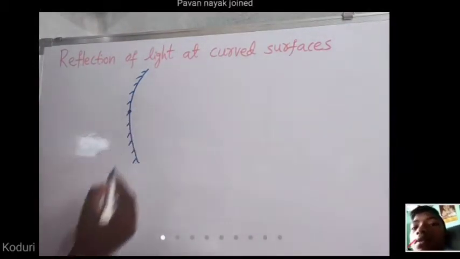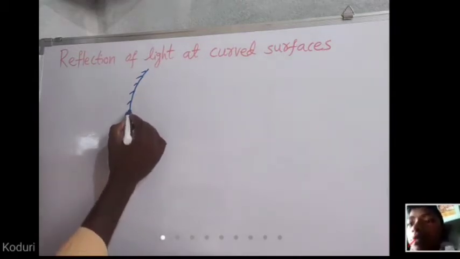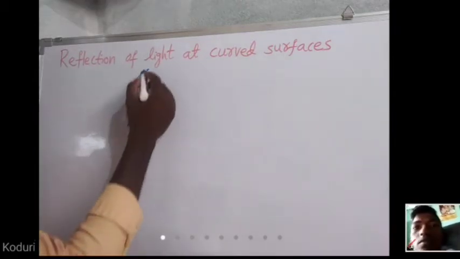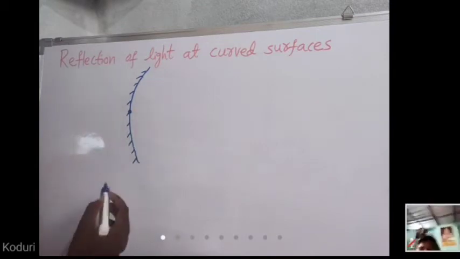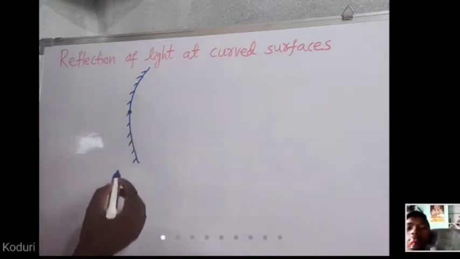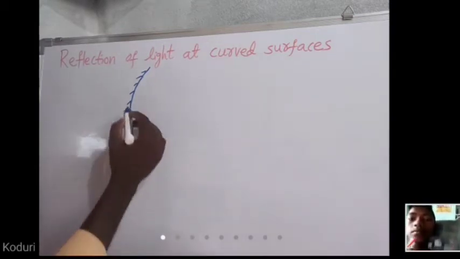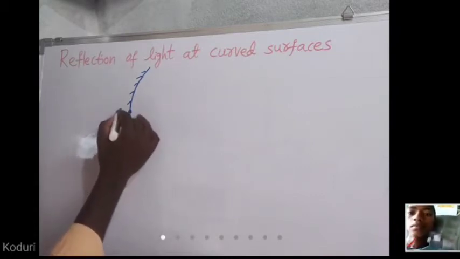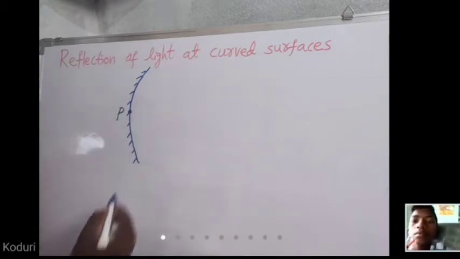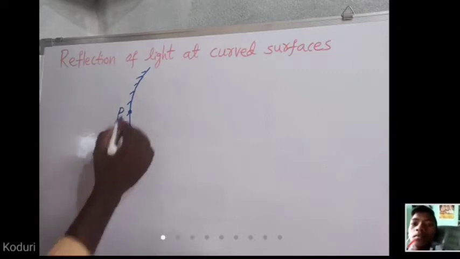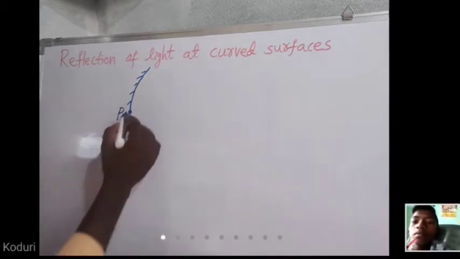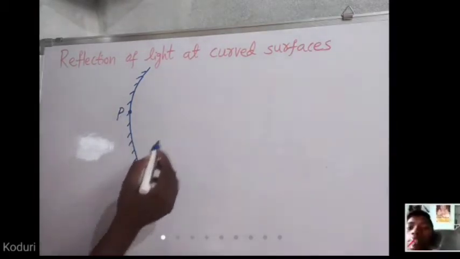What is this point? This point is middle of the concave mirror. This is a concave mirror. This is midpoint of the concave mirror or geometrical center of the mirror. What is geometrical center of the mirror? This is pole. P is the geometrical center. Geometrical center of the mirror is called pole.